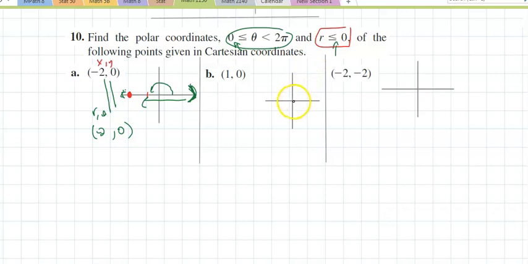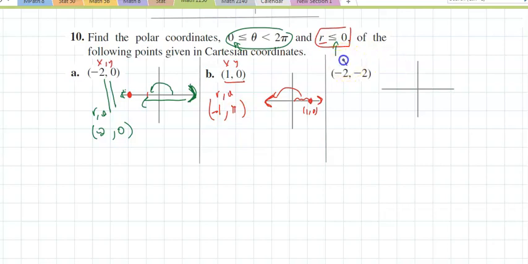If I look at the point 1, 0, however, that simple point in x and y, well, we have a problem because I need r to be negative. If r is to be negative, at 0 I'm pointing in this direction, but I should be pointing in the opposite direction. So I need to rotate to pi. Once I rotate there, I am going to move in the opposite direction 1 unit. The point 1, 0 in rectangular coordinates is the equivalent of negative 1, pi in the polar grid.